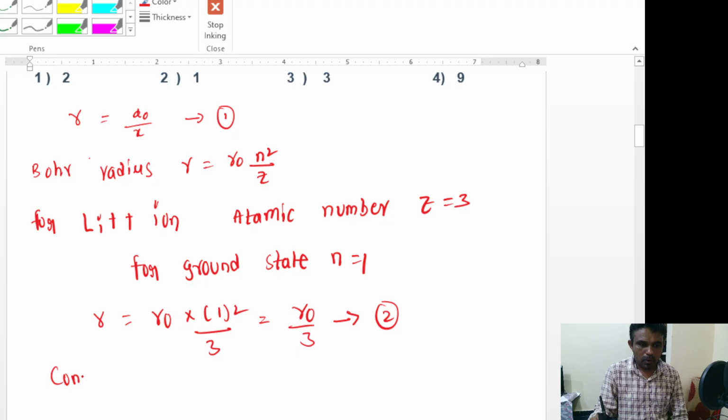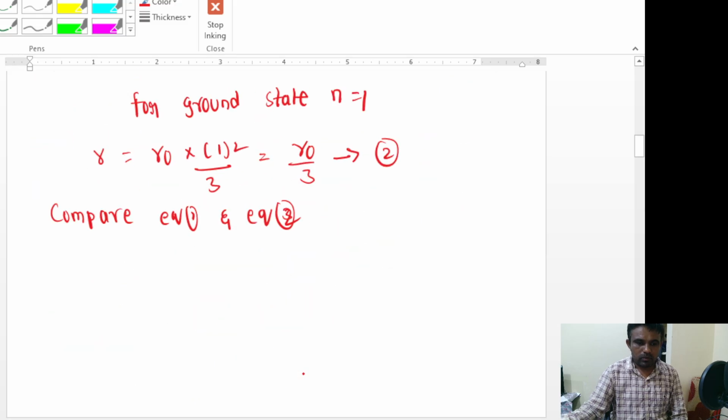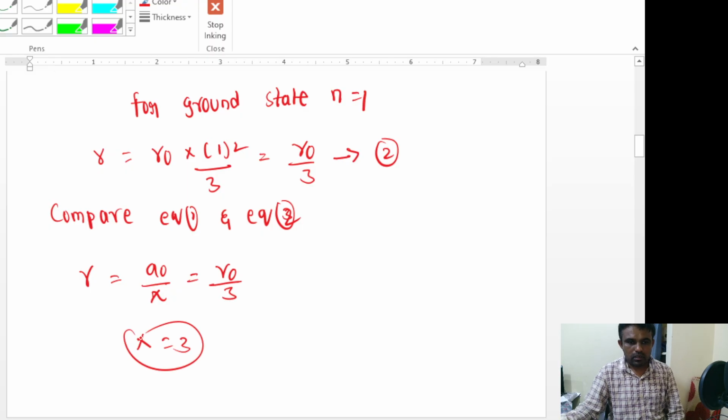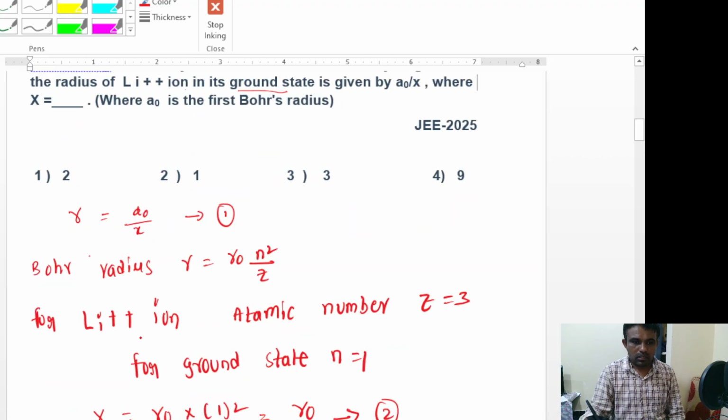Compare equation number 1 and equation number 2. So r is equal to a naught by x is equal to r naught by 3. So x is equal to 3. Our answer is the third one.